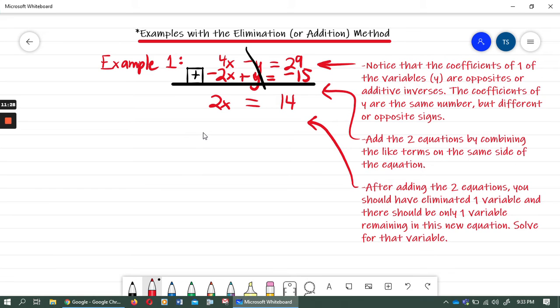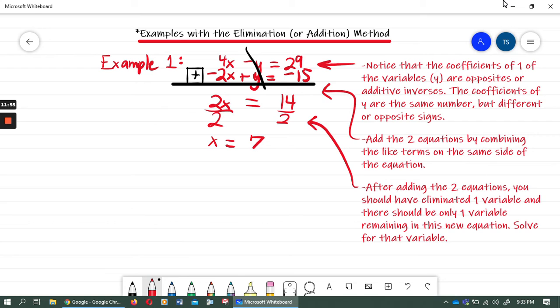Okay, so let's solve this equation for that variable. Let's divide by 2 on both sides, and we get that x equals 7, right? Are we done? No, folks. Why are we not done? Because remember that when we're finding solutions for a system of equations, the solution is not just an x value. The solution is an ordered pair in the form (x, y).